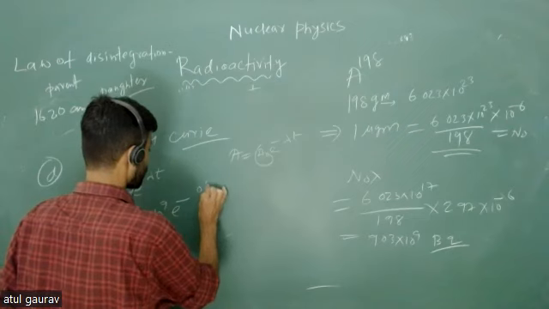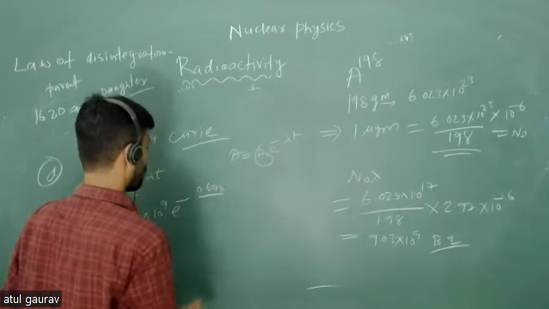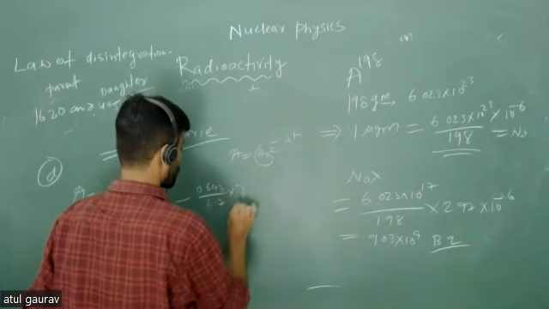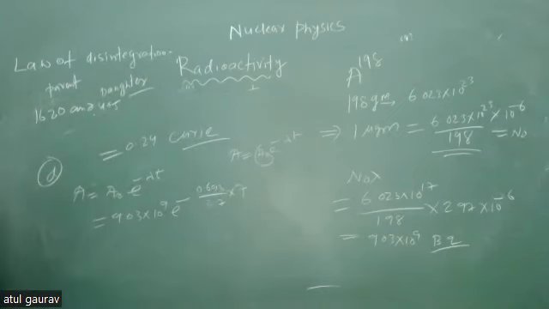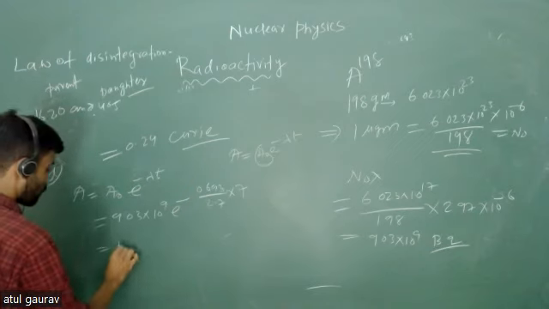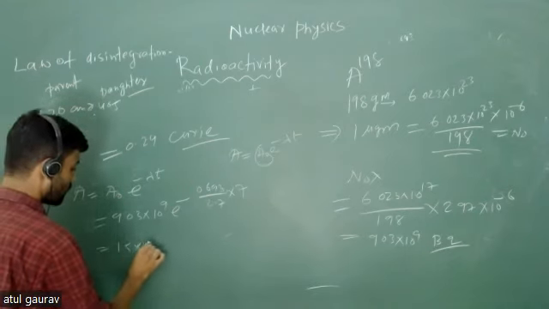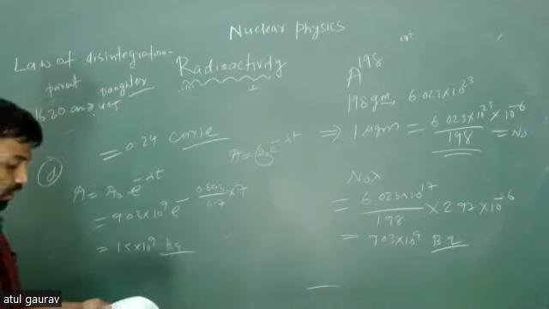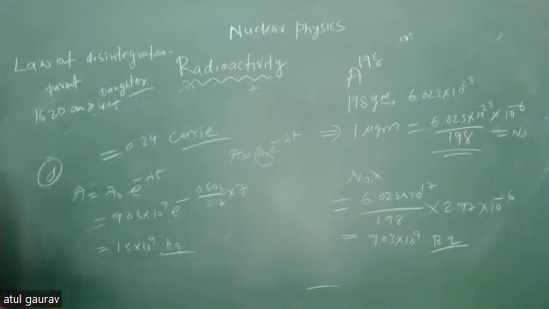इसको ऐसे लिखते हैं 0.693 बाई t half. t half कितना दिया था? 2.7, राइट? ऐसे लिख सकते हैं इसको? Yes, sir. इसको कैलकुलेट करो 1.5 10 की पावर 9 बेकरेल आएगा. सेम यू कैन कन्वर्ट इनटू क्यूरी, यू कैन कैलकुलेट. नेक्स्ट प्रॉब्लम लिखो. सर यस.